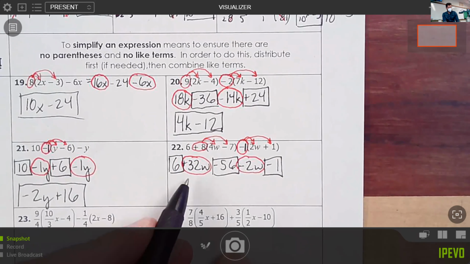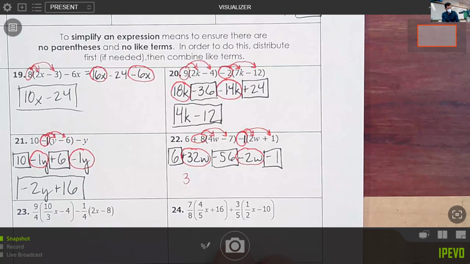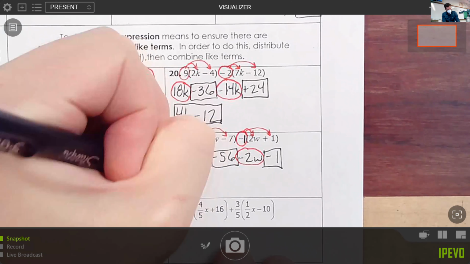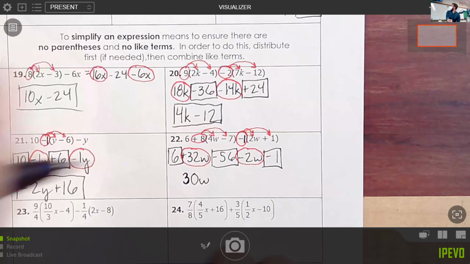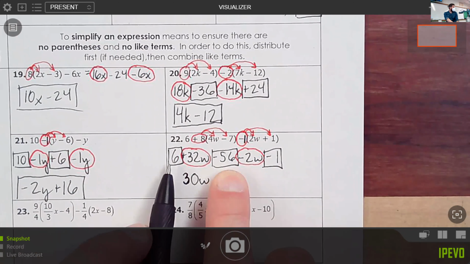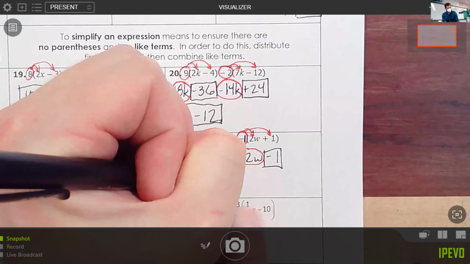32 minus 2 is 30. So that's 30w. Oops, wrong color. 30w. And then negative 56 and a positive 6, that would be negative 50. Minus 1 is negative 51. So 30w minus 51.